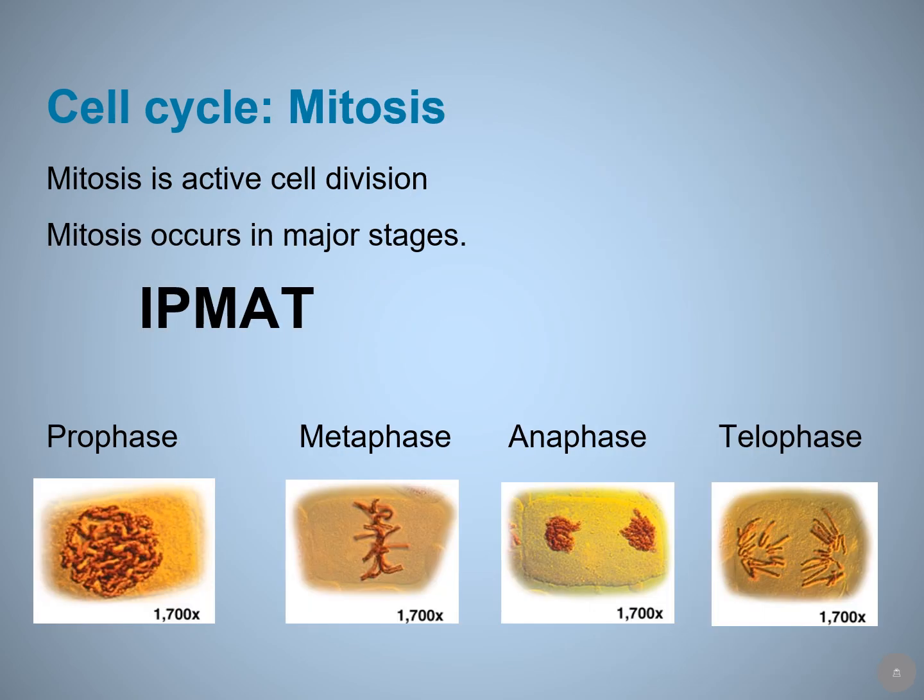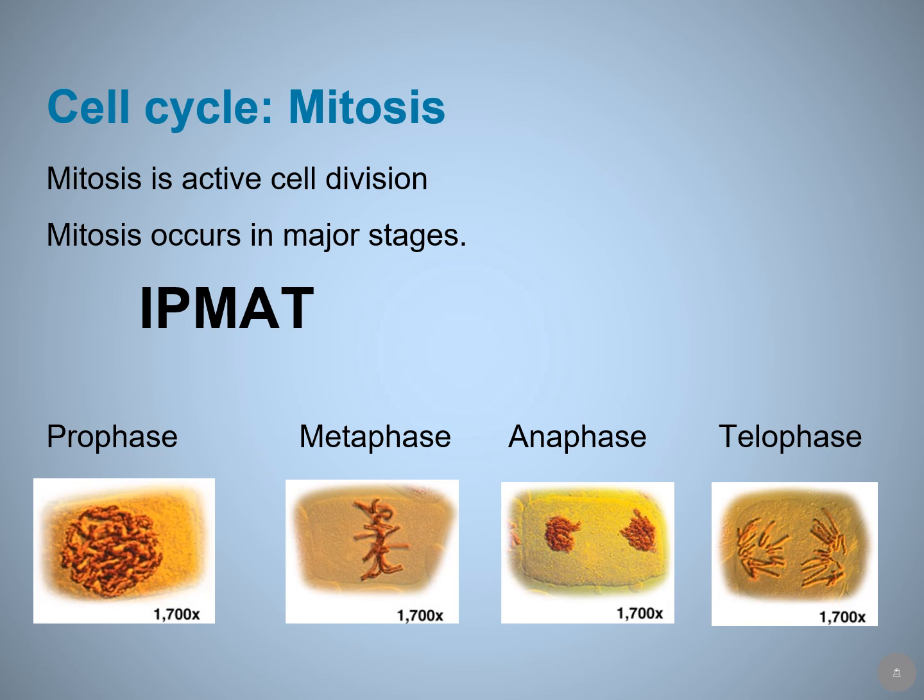Mitosis is when you have active cell division, and it's going to be occurring in major stages that you have probably heard before. Mitosis is specifically looking at cell division of the nucleus. There's a helpful acronym to help you remember interphase, prophase, metaphase, anaphase, and telophase, and that acronym is pronounced IPMAT. We can see down below what the cell looks like when it's in each one of these phases.